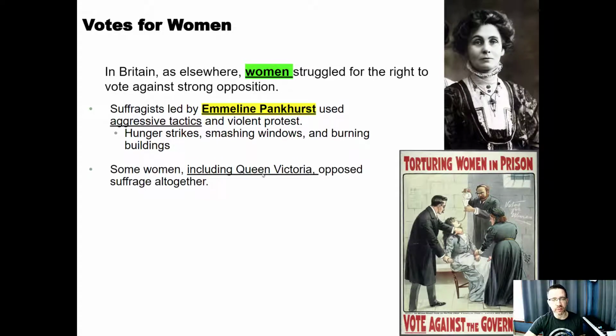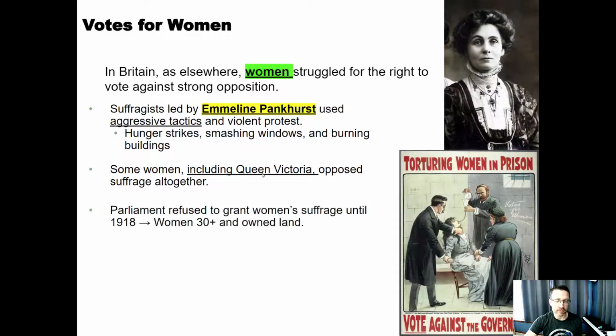Queen Victoria, and a lot of women who were maybe more traditional or more conservative in that way, opposed suffrage altogether. But Parliament refused to grant women's rights all the way until 1918. And at that point, women 30 plus who owned land could vote. So if you didn't own property, you couldn't vote by then.